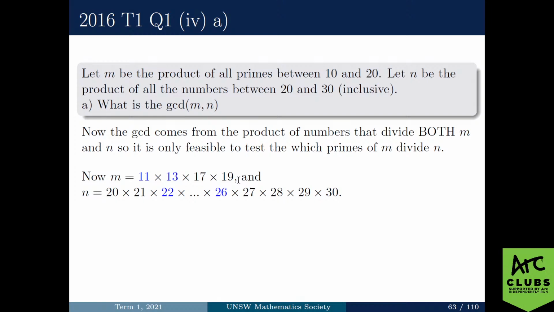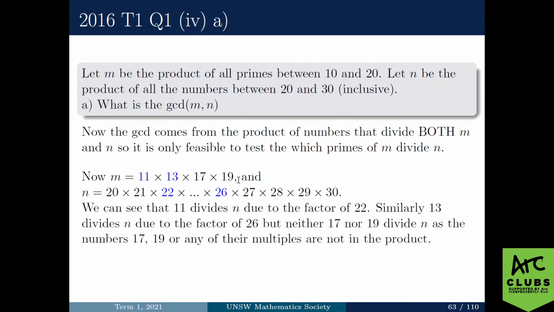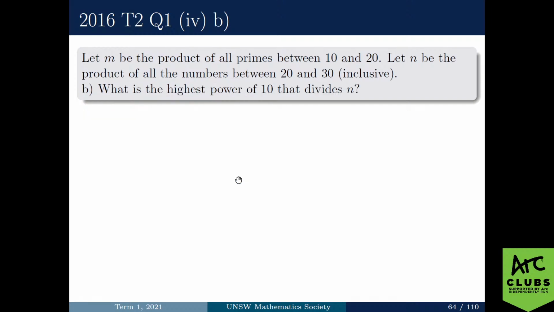And so now our GCD would just be the product of the primes that we can find in both m and n. So in this case, it was just 11 and 13, which is 143.